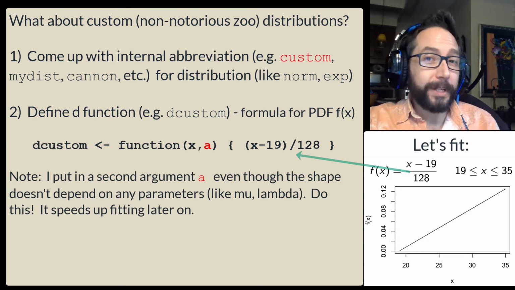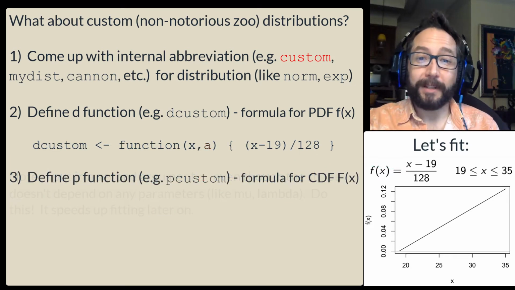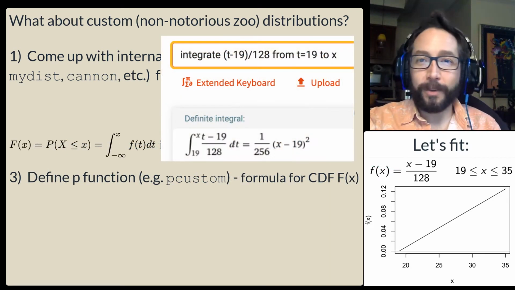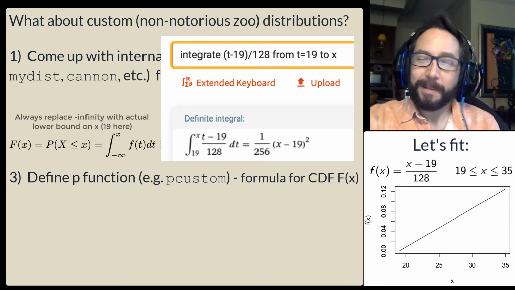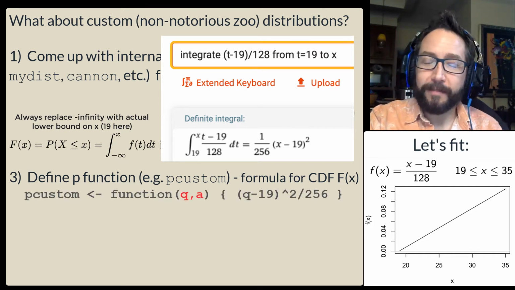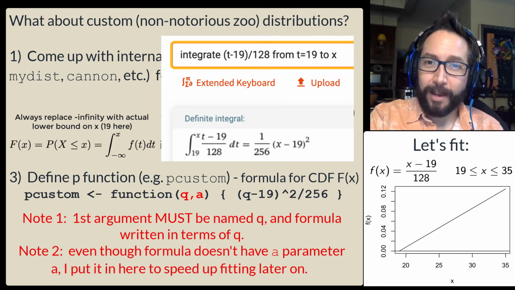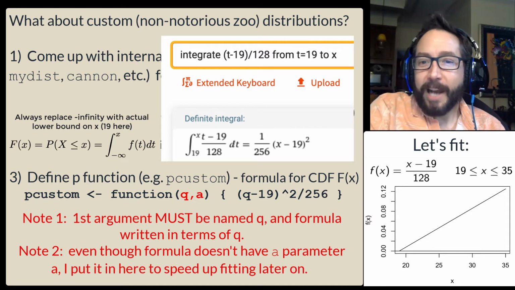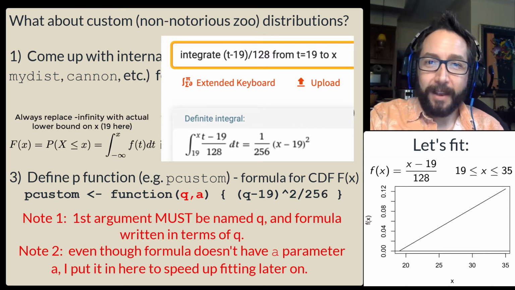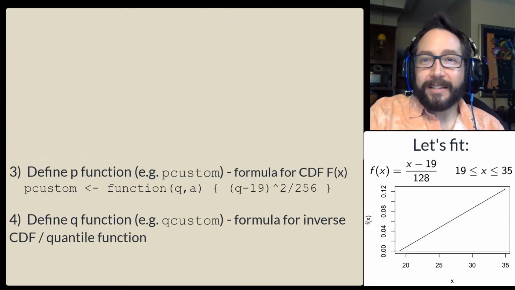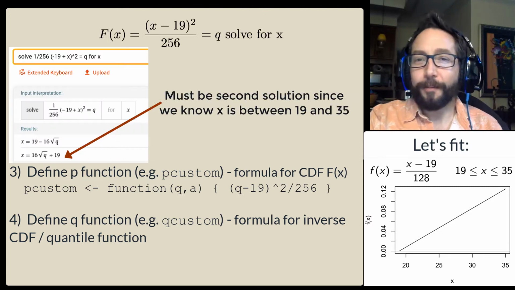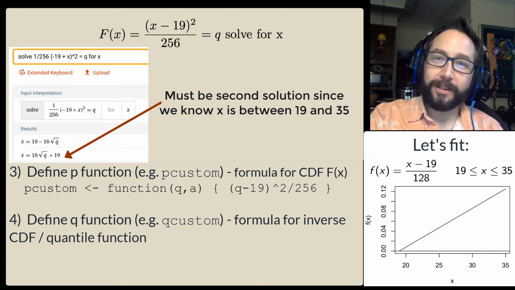Then I need to figure out, well, what's the formula for the CDF, capital F? And so I can throw this into Wolfram Alpha, ask it to integrate the formula for my PDF from minus infinity up to x, but not really minus infinity because the lowest value that's possible is 19, so 19 is the lower limit. And I would find my formula for the CDF is fairly easy to work with. And then once I have my formula for the CDF, I can take that formula, set it equal to q, and solve for x to figure out what my quantile function is going to be.